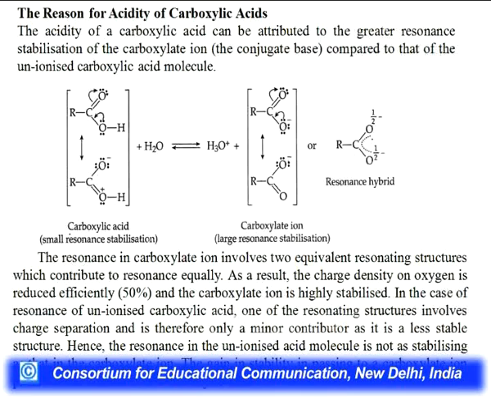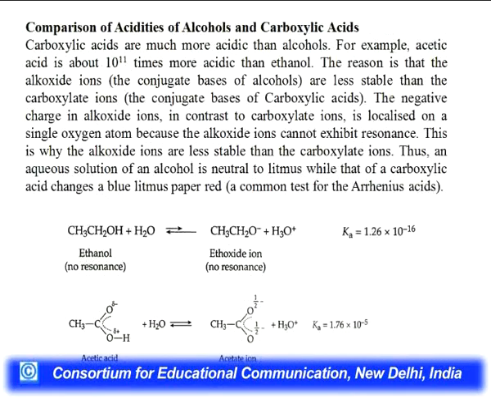In the case of resonance of the unionized carboxylic acid, one of the resonating structures involves charge separation and is therefore a minor contribution. As a result, it is a less stable structure. Hence, the resonance in the unionized acid molecule is not as stabilizing as that in the carboxylate ion, because these are not equivalent resonating structures. The gain in stability in passing to a carboxylate promotes the ionization of carboxylic acids.